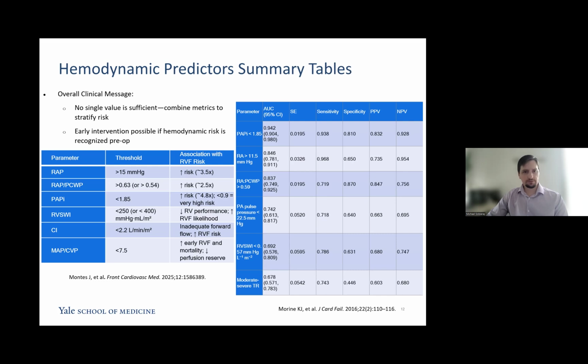And for those who like tables, because I tend to like seeing tables and being able to compare things side by side to evaluate their utility, here's a couple of tables showing the various hemodynamic predictors from different published studies. And this one was actually just a single center with Marine et al., but they did show that the PAPI had the highest area under the curve relative to everything else.